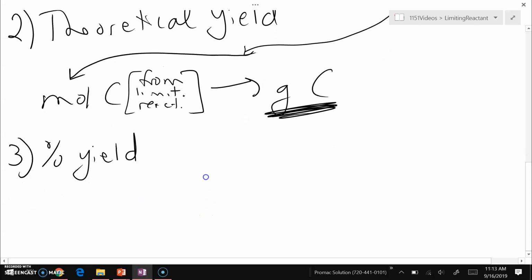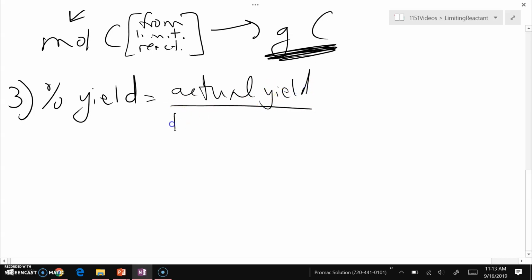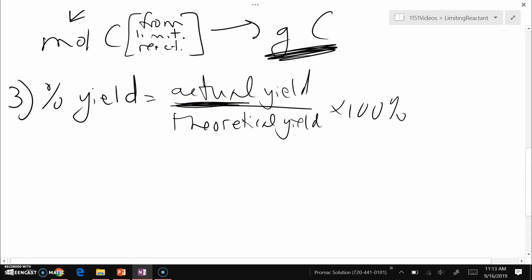And percent yield has a formula that you must know. So percent yield equals actual yield divided by theoretical yield times 100%. And pretty much in all of life, the actual yield is going to be a smaller number than the theoretical yield. So you're going to have a decimal and then you multiply by 100%.